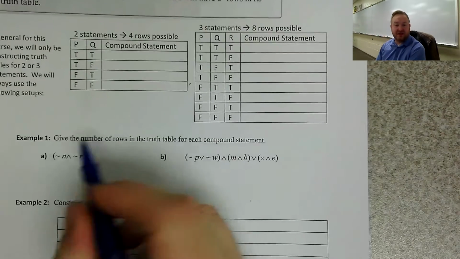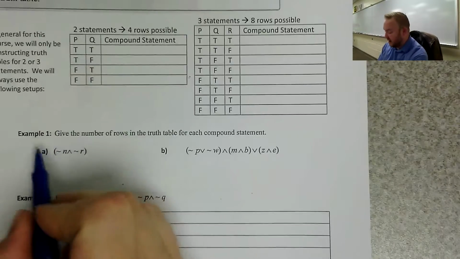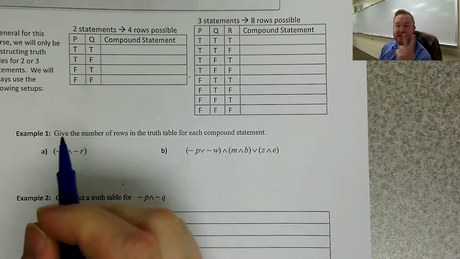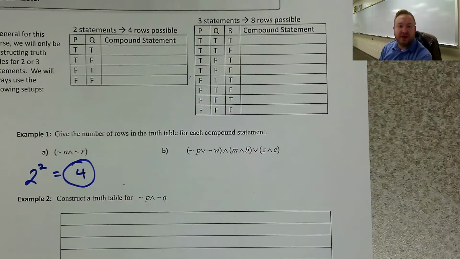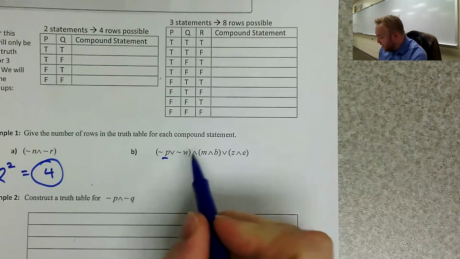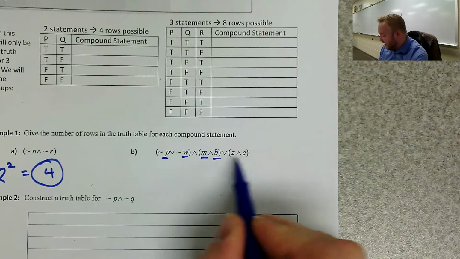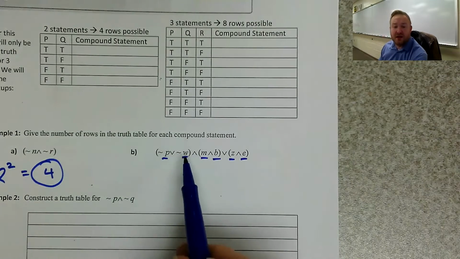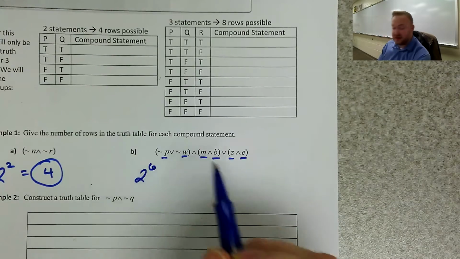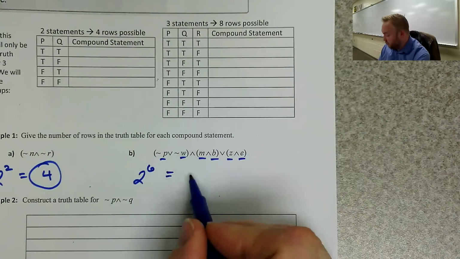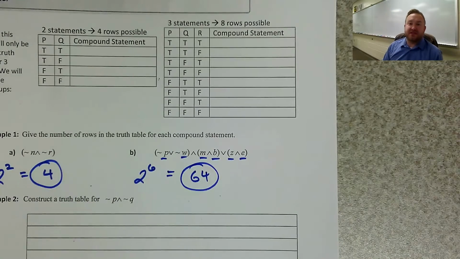Here it just asks us to give the number of rows for the truth table. I have an N and an R, that's 2 simple statements. So 2 squared tells me that truth table will have 4 rows. Here I have a P and a W and an M and a B and a Z and an E. That's 1, 2, 3, 4, 5, 6 simple statements. So I need 2 to the 6th, which is 64. That truth table would have 64 rows in it. Don't worry, we're not going to do any truth tables with 64 rows, although I think it would be fun. You don't need to worry about that.